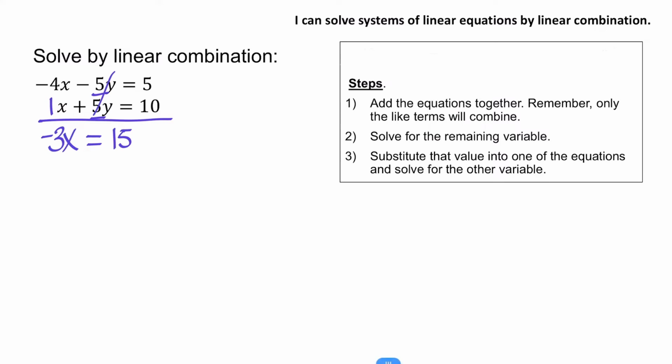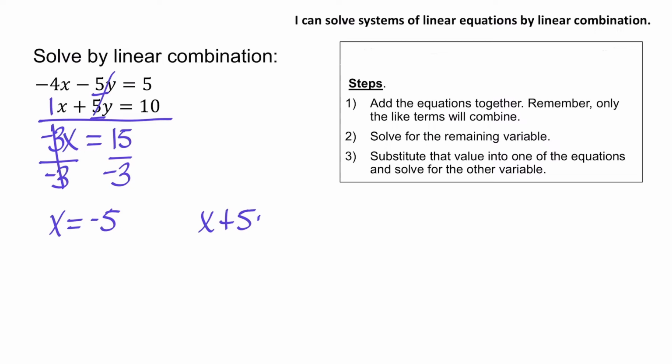So when I have negative 3x equals 15, I can solve for x by dividing both sides by negative 3. When I do that, I'm left with x equals 15 divided by negative 3, which is negative 5. Now I need to figure out the value of y. So to figure out y, I'm just going to plug into the second equation.